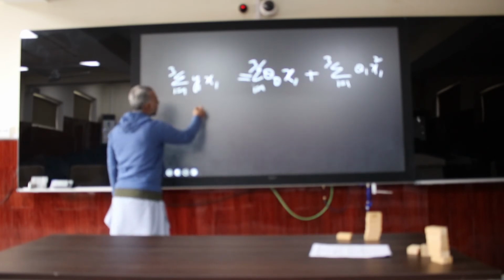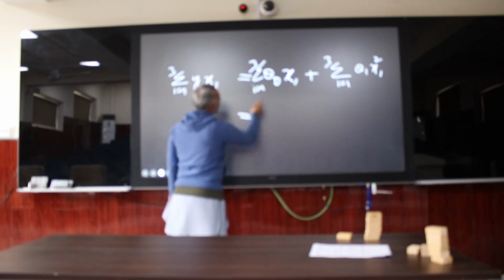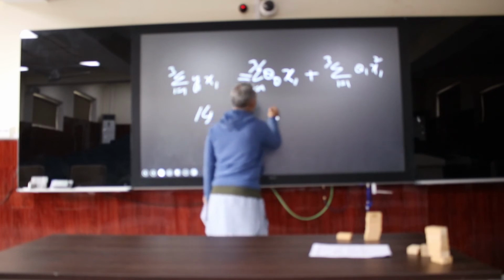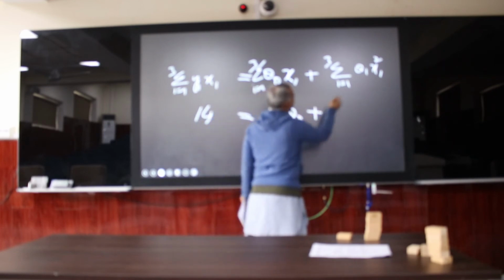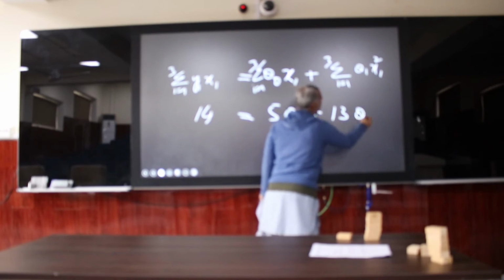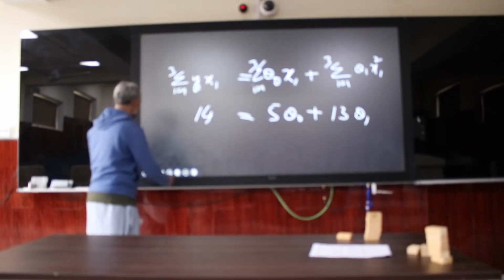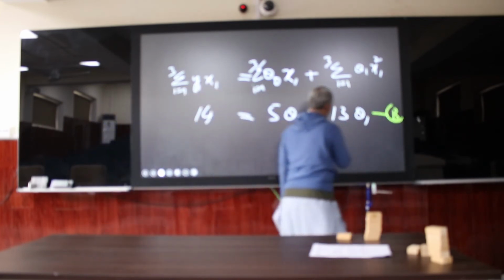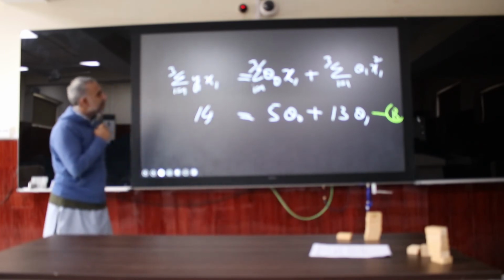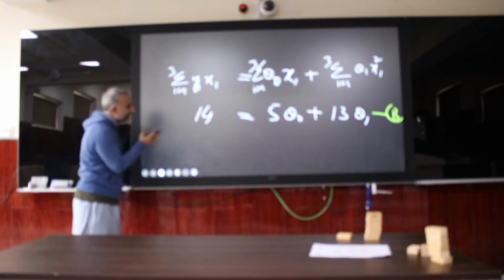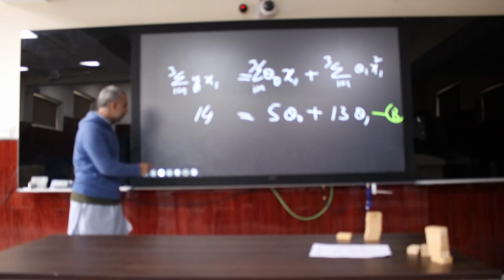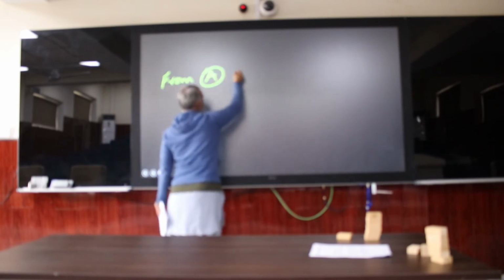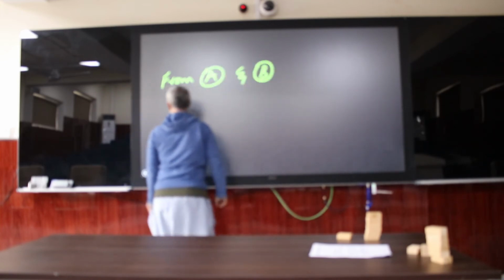So what is the answer here? 14. And what is the answer of this? 5 theta naught plus 13 theta 1. This is your Equation B. With the help of A and B, you can extract the value of theta naught and theta 1 from A and B.